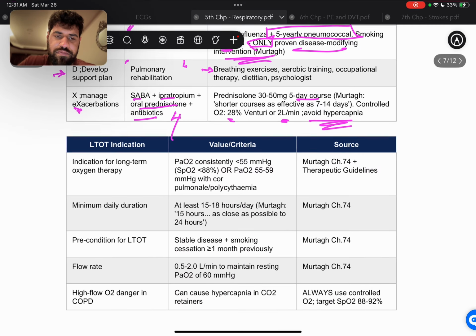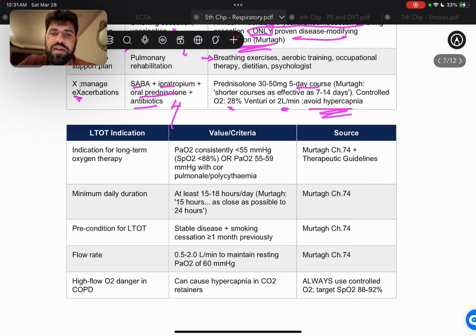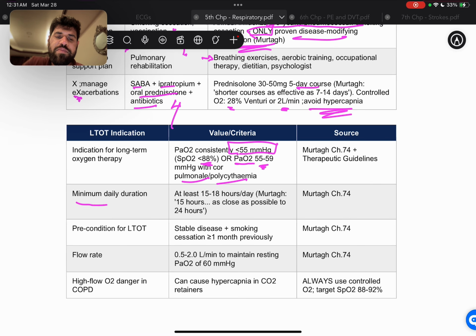Now, long-term oxygen therapy. The indication for LTOT is the criteria: the PaO2 has to be consistently less than 55 mmHg, or SpO2 less than 88%, or PaO2 between 55 and 59 mmHg with polycythemia vera as well. And the minimal daily duration should be at least 15 to 18 hours per day, as close as possible to 24 hours. Then the precondition for LTOT is that the disease is stable, plus they have ceased smoking for more than 1 month before the LTOT has been started.